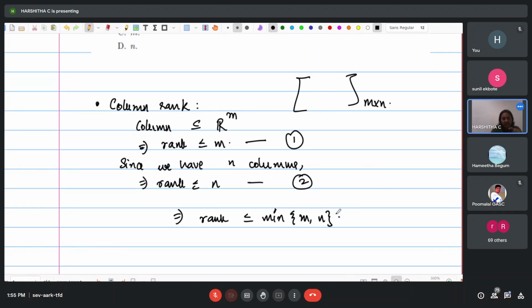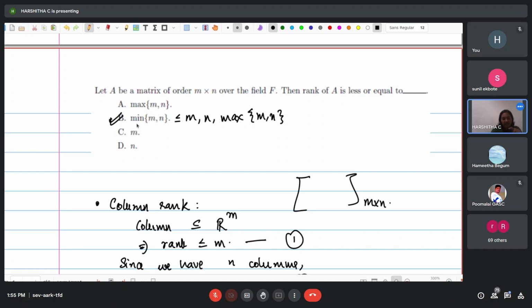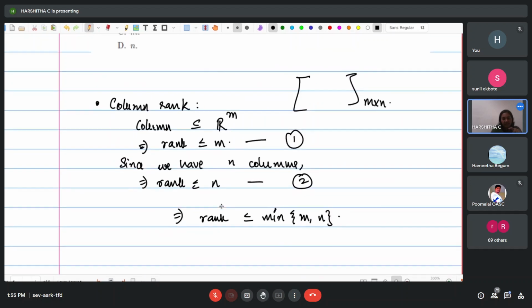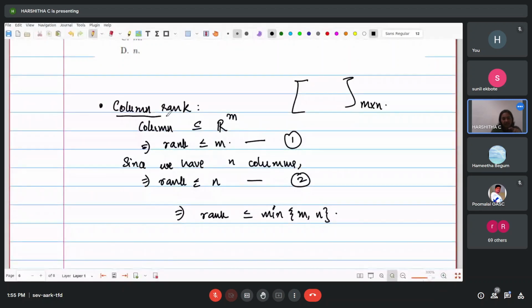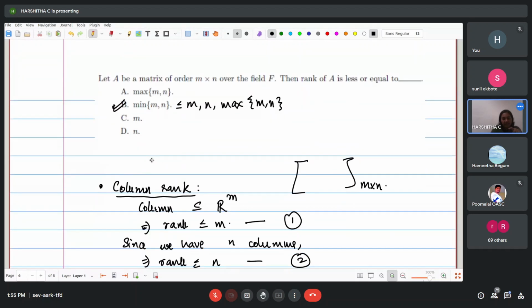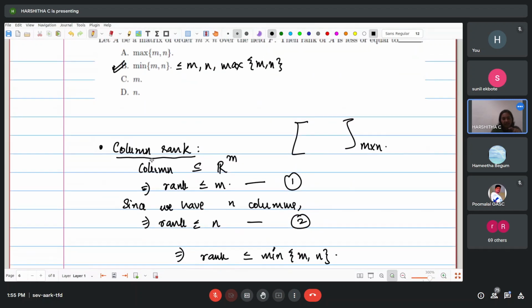Ma'am, can you repeat this slowly? Okay. I was just trying to justify why the rank has to be less than or equal to the minimum of m comma n using just one definition, saying that it is the number of linearly independent columns, or the dimension of the space spanned by columns. If you take this as your definition, whatever we defined as the column rank, how can you see that the rank of a matrix is less than or equal to the minimum of m comma n?